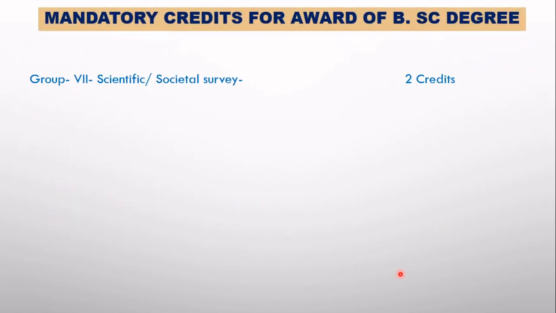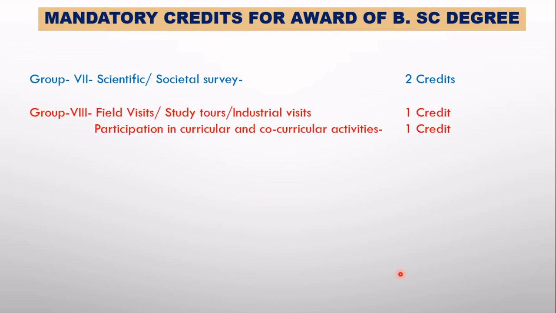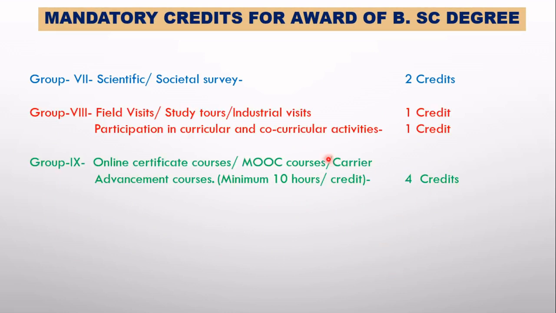Then we will see group 7, scientific societal survey. So here you can see, if any student has carried out a scientific or societal survey, he will get 2 credits. If any student has participated in a field visit, study tour or industrial visit, he will get 1 credit. If any student has participated in curricular and co-curricular activities, then he will get 1 credit.